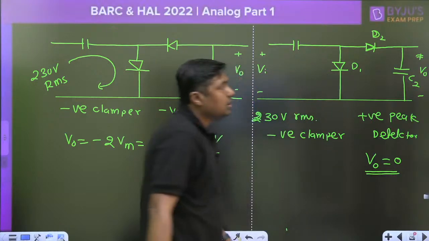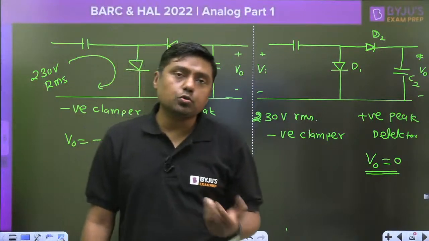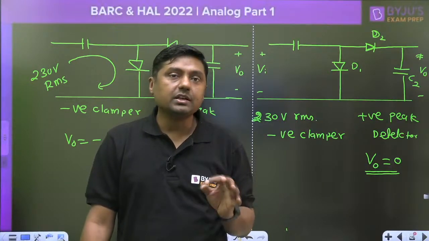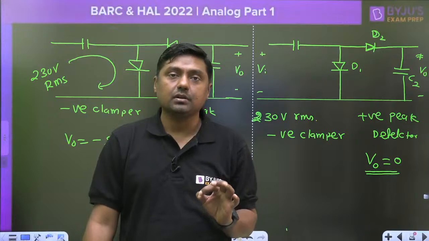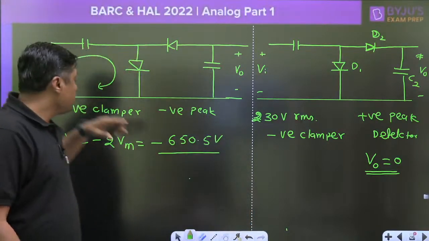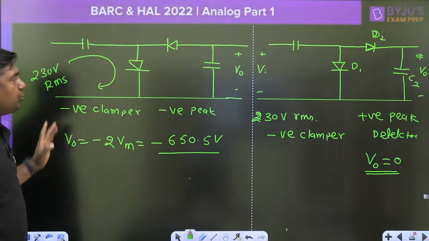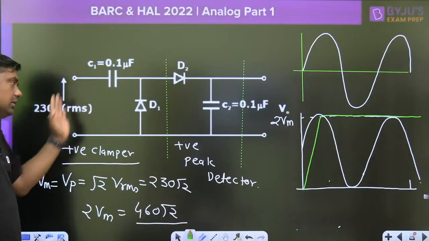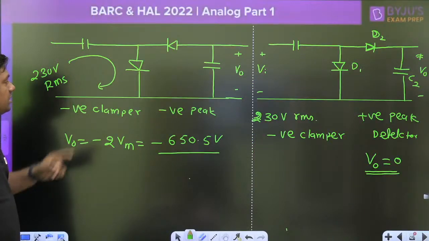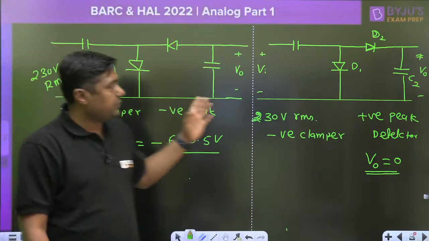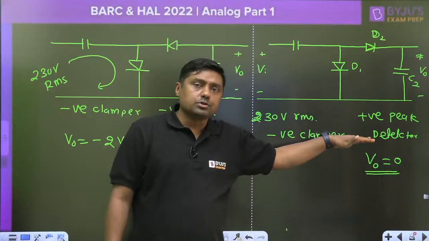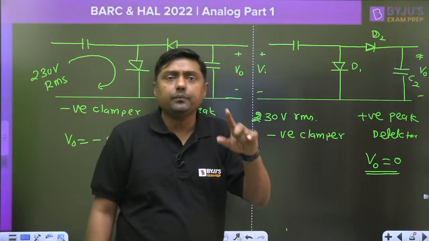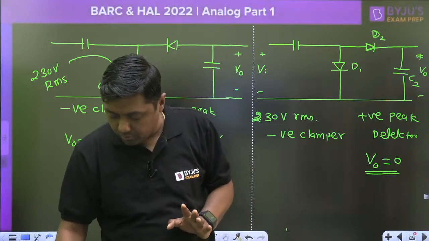Always remember, if we are having two diodes or two capacitors, it does not mean every diagram is a voltage doubler. There should be a proper connection. A negative clamper should be followed by a negative peak detector, and a positive clamper should be followed by a positive peak detector. Then the output is 2 Vm in this case, and minus 2 Vm in this case. But if the negative clamper is followed by a positive peak detector, or the positive clamper is followed by a negative peak detector, the output will be 0. So that is the answer.